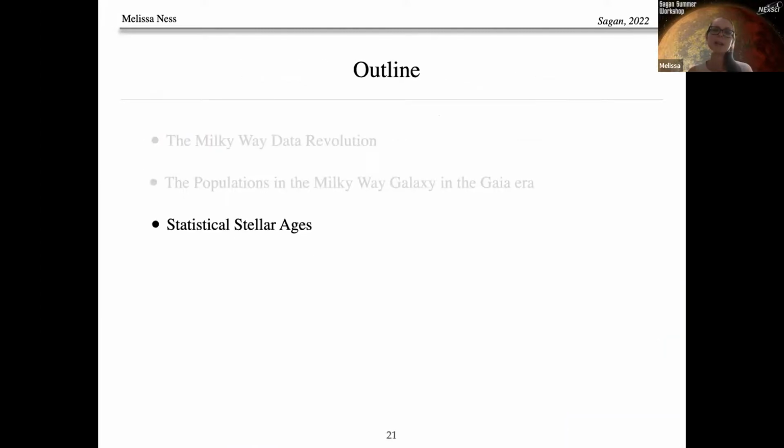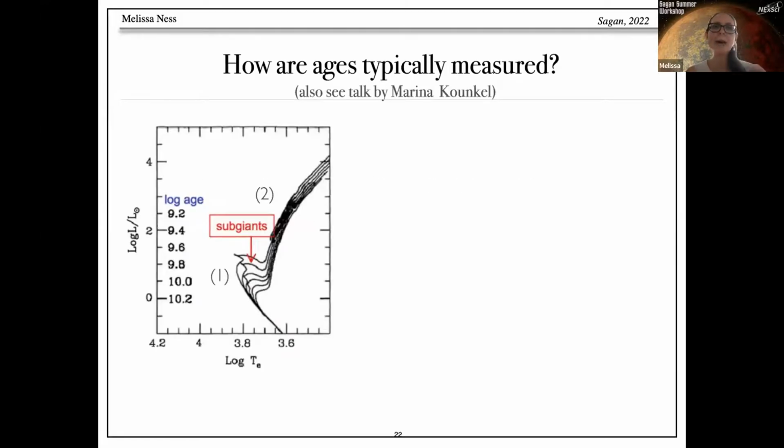Good, so I want to end. I've talked about my Milky Way data revolution, the populations in the Milky Way galaxy, and all of this beautiful science that we're getting from Gaia. I want to end by talking about statistical stellar ages. Now, how are ages typically measured? We heard about this a little bit earlier today, and we'll also see a talk by Marina after me. I'm going to talk about a couple of the ways that Dan did yesterday in far less detail, but focus more on some of the scientific results.